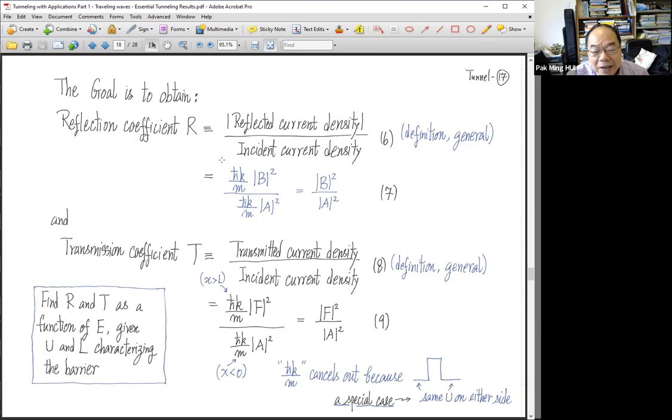So for the incident part, because region 1 has the same potential energy, the prefactor, which is the velocity, turns out to be the same for the two parts of the wave function. Thereby they cancel, and so all you need to do is B squared over A squared in order to get the reflection coefficient. The transmission coefficient, similarly, is defined as the ratio of the transmitted current density to the incident current density. I emphasize that this is the general definition.